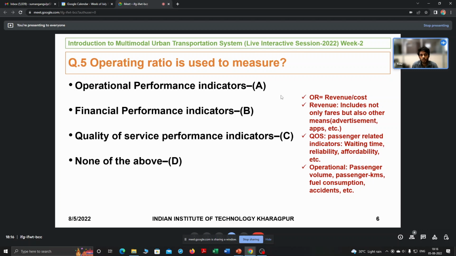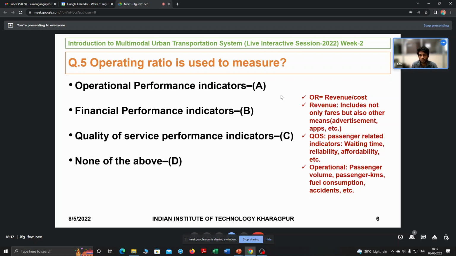So what is quality of service performance measure then? It is basically attributed to the passengers, right? Quality of service is always the passenger's point of view. What is the time that our passengers are waiting at a particular bus stop? Then, whether that service is reliable or not. Reliability means the on-time performance of the bus, like if the bus is following the schedule or not. If the bus is not following the schedule, then the passengers' waiting time might increase. So that is their quality of service. Then affordability, in terms of fare: is it cheap or not, is the bus operator or government providing the subsidy or not, right? Those are the quality of service performance measures.